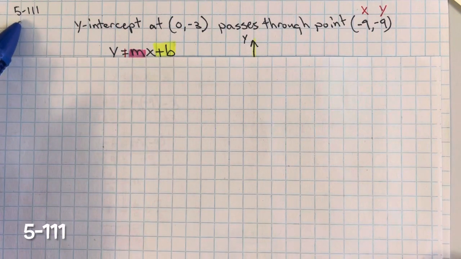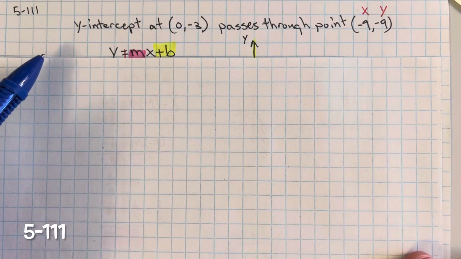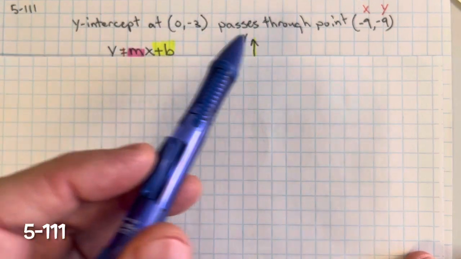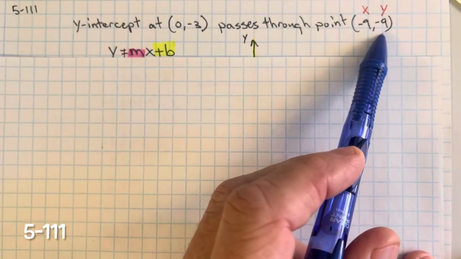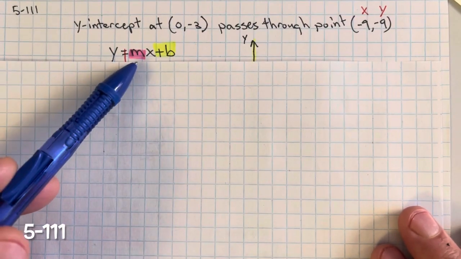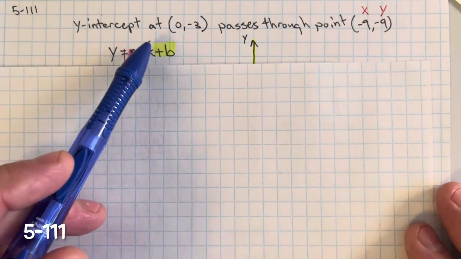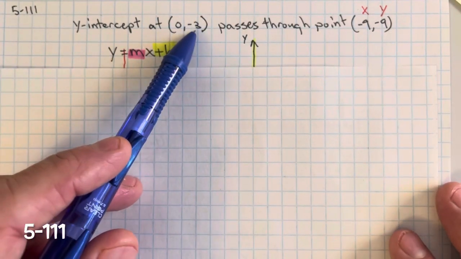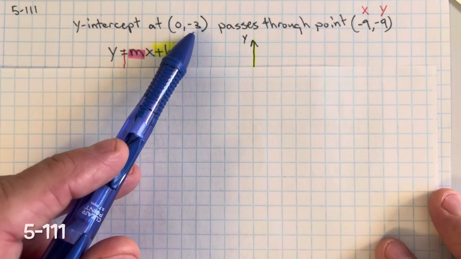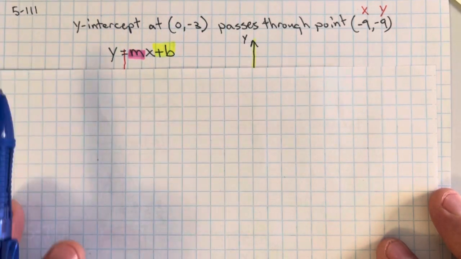For 5/111, what is the equation of a line that has a y-intercept at (0, -3) and passes through the point (-9, -9)? So if it's a line, it can be written in slope-intercept form, y = mx + b. And we know that the y-intercept is at (0, -3): 0 on the x, -3 on the y. So our y-intercept, the b value, is going to be -3.